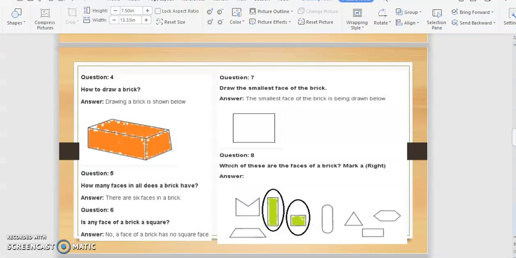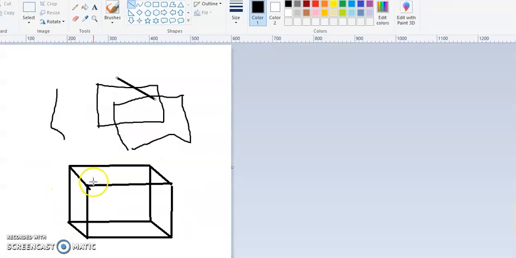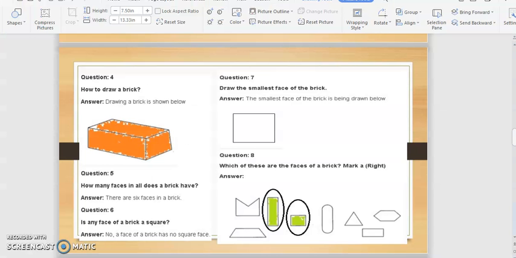I hope you remember. So can I say, if I make it in a rectangular manner or even this, can we call this a brick? Come on, let me know, yes or no. How many faces in all does a brick have? So let us count. 1, 2, 3. If we put it upside down, we will get the same faces 1, 2 and 3. So overall there are 6 faces in a brick.